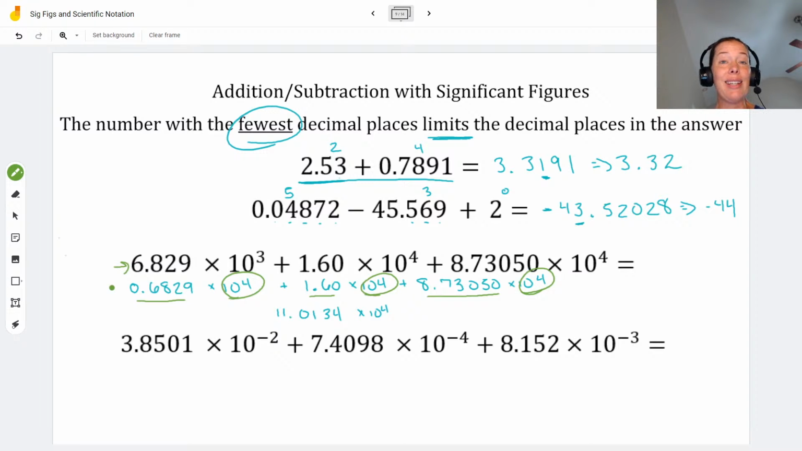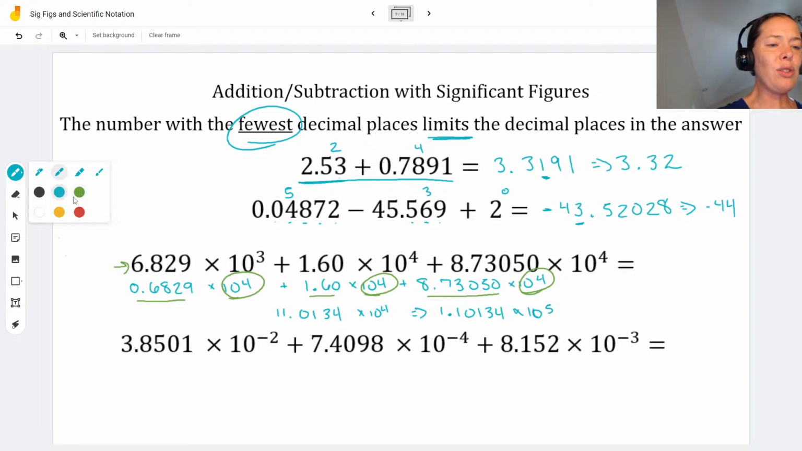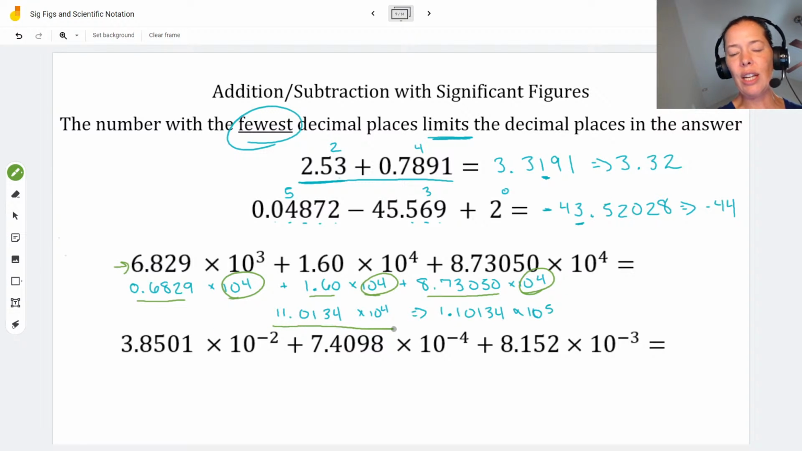But now I've got scientific notation, but it's not proper scientific notation, right? So this is where it's handy to know how to correct your scientific notation, how to get into incorrect, and then how to get back to correct scientific notation. So what I need to do is go 1.10134 times 10 to the fifth. Okay, so I've got my number in the correct place, but I have not done sig figs. Actually, this is going to be easiest to do sig figs in this notation right here.